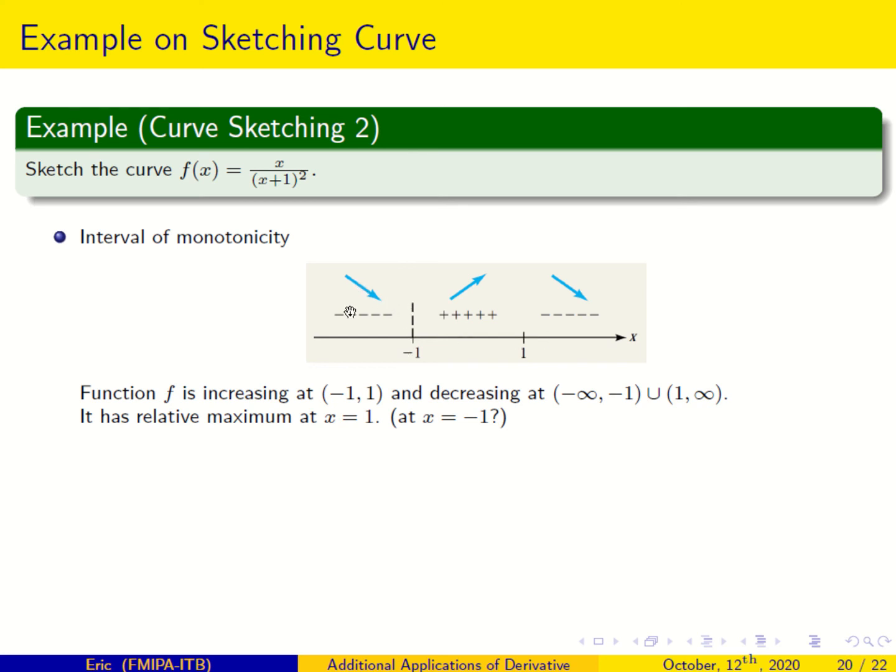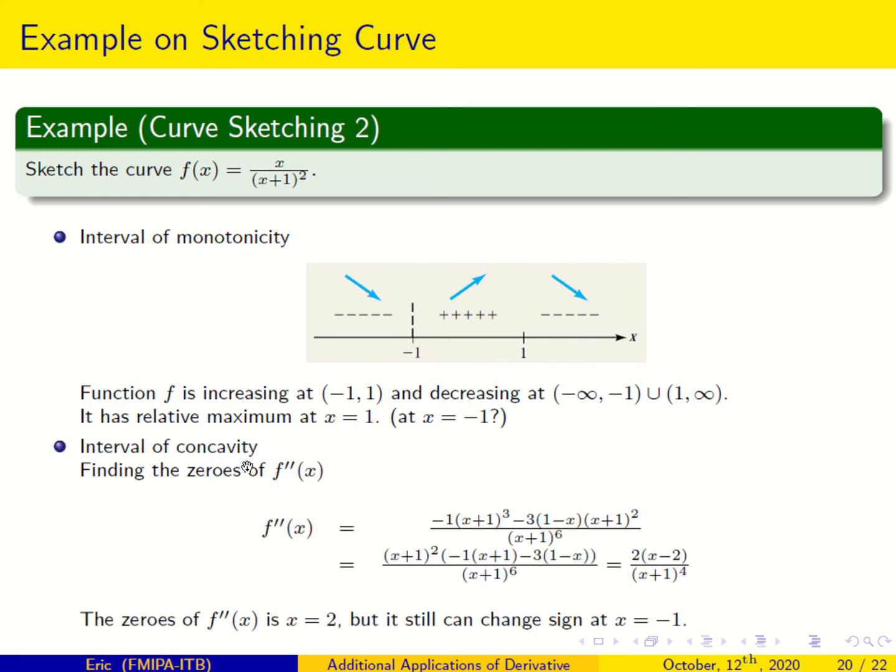So I plug in some points to test for the f prime. You have decreasing, increasing, decreasing. So the function f is increasing between minus 1 and 1, and decreasing on the other intervals. It has a relative maximum at 1, but not at minus 1, because f is not defined at minus 1. We can further see that this is the vertical asymptote, so it doesn't have a relative maximum at minus 1.